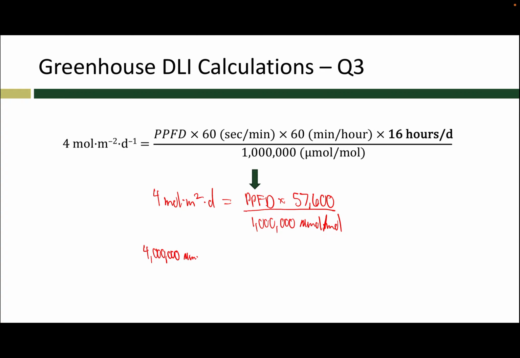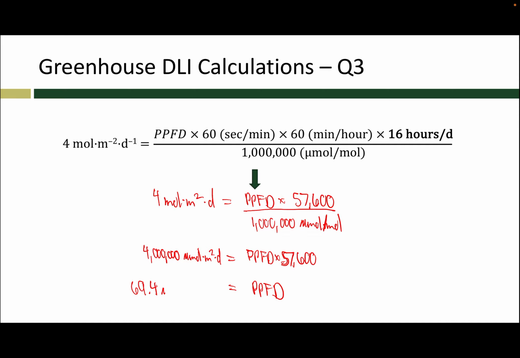Now we have micromoles per meter squared per day because we've converted those units, and that's going to be equal to PPFD times 57,600. And then what we're going to need to do is, again, divide both sides by 57,600. And so in this case, we're going to have PPFD is equal to 4 million divided by 57,600.